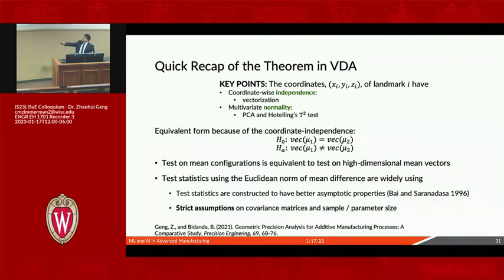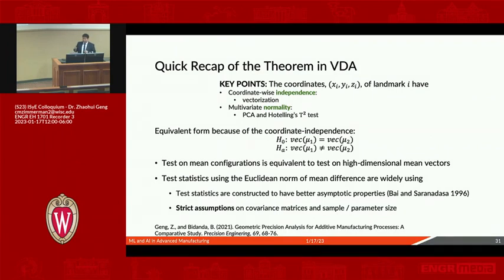Right? So the first equivalent form of the original hypothesis test is the vectorization. We can directly vectorize the high-dimensional matrix to get high-dimensional vectors, and technically we can perform high-dimensional testing on these vectorized vectors, right? There are some classic tests such as the BS test, but the issue with those tests is they generally have very strict assumptions on the structure of the covariance matrix, or they have requirements on the sample size.